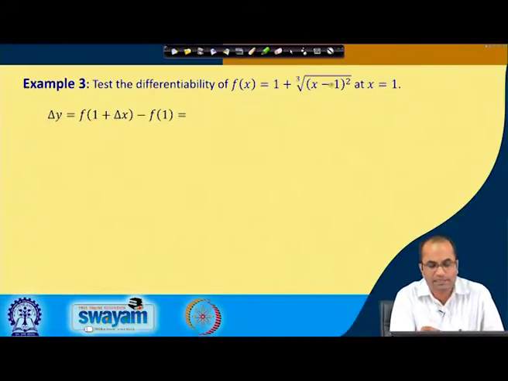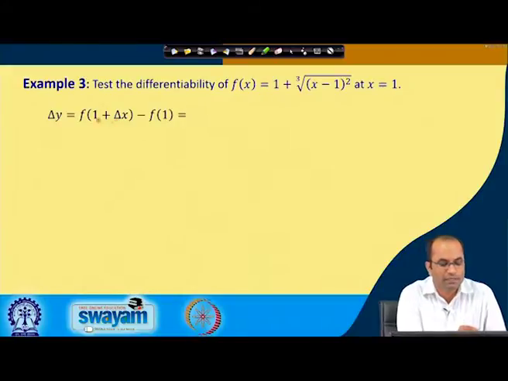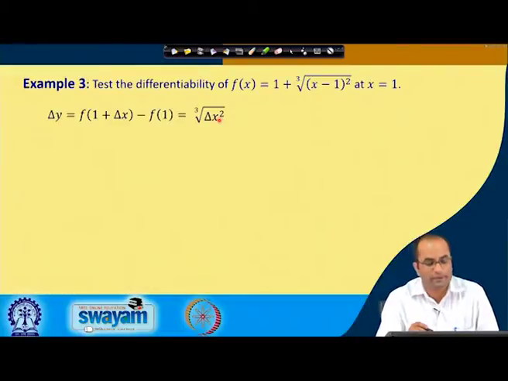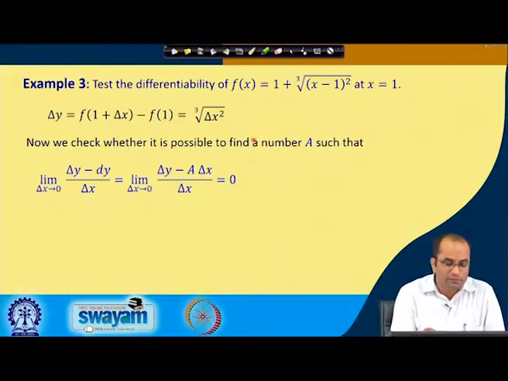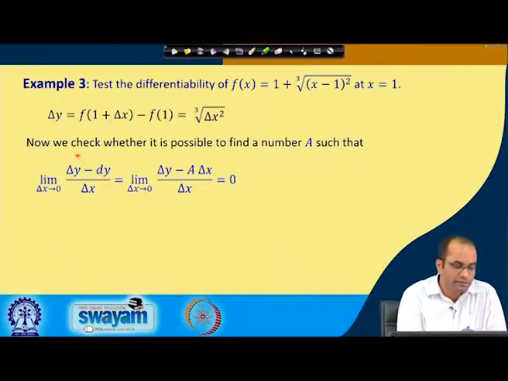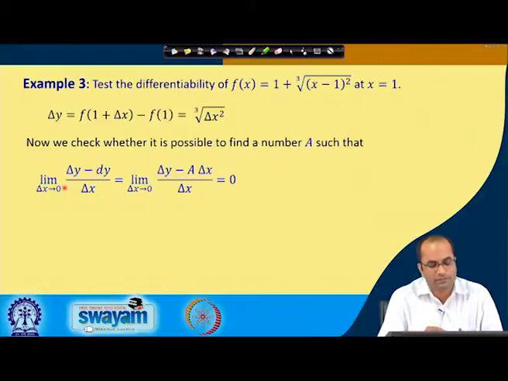So, 1 plus delta x we will substitute here. It will be 1 plus delta x, and this becomes the cube root of delta x squared, minus f of 1, which is 1. So we will get only the cube root of delta x squared. Now we will check whether it is possible to find a number a such that this quotient, which we have just talked about, has limit 0. If so, then we call the function differentiable.